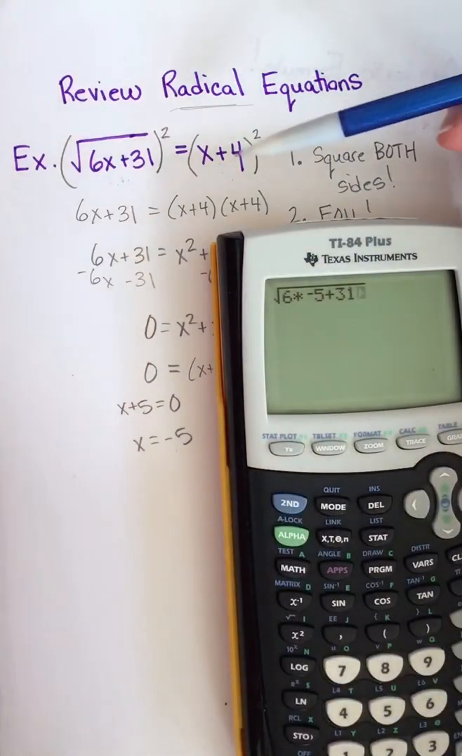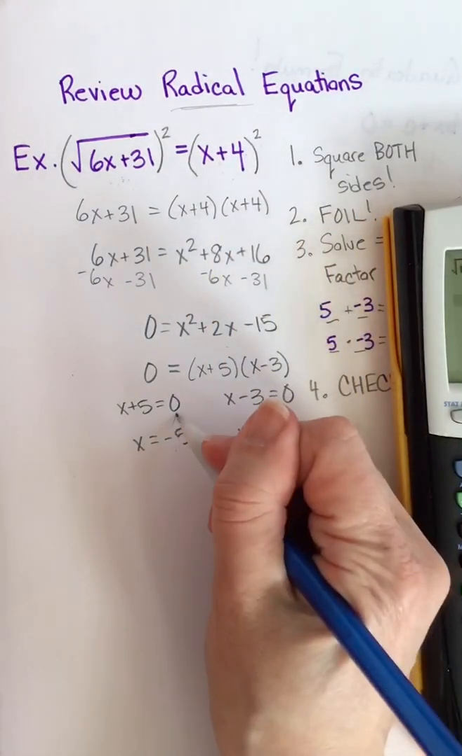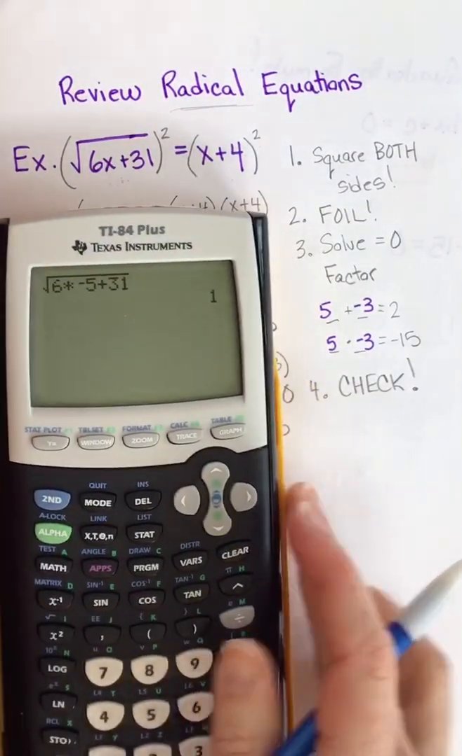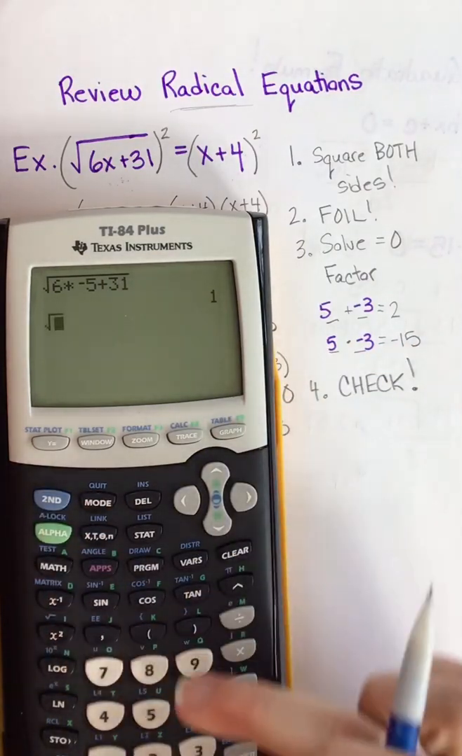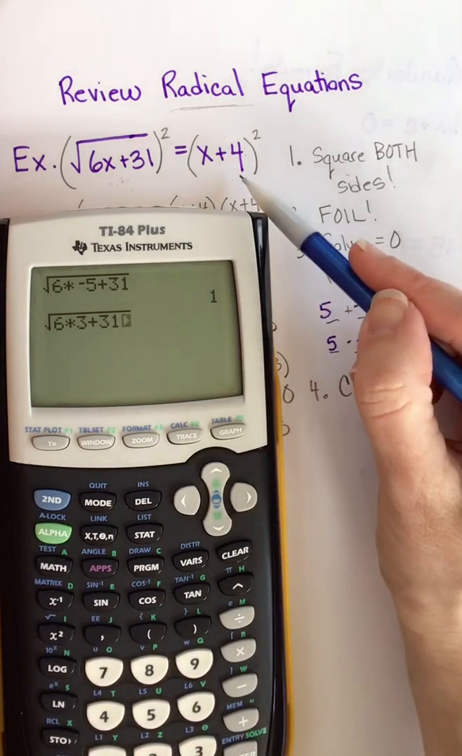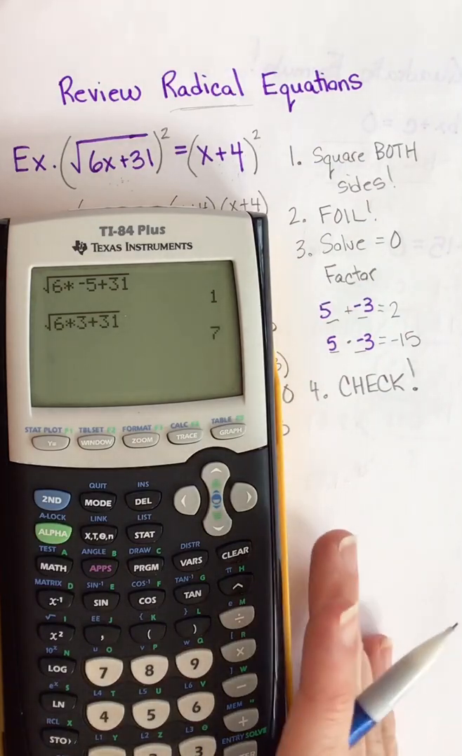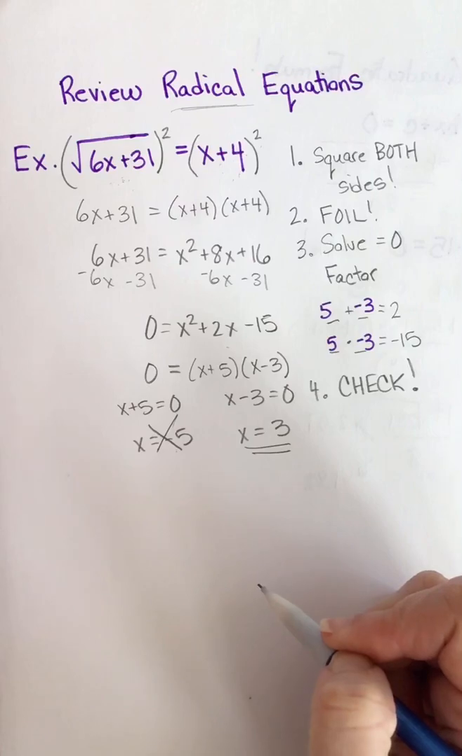Now if I were to plug negative 5 in on the right, negative 5 plus 4 is negative 1. Let's see if that's what we get. We do not. So that means this is not a good solution. Okay, let's try the same thing for the 3. So now we're going to take the 3, plug it back into the original. I'm hoping to get 3 plus 4, which is 7. I do. Winner, winner. So this is my only good solution.